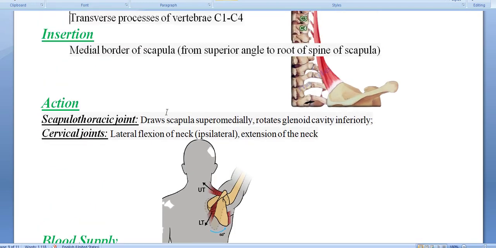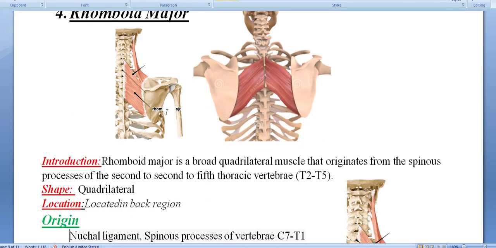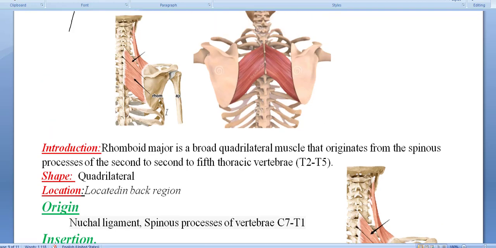So the three muscles we discussed are the trapezius muscle, the latissimus dorsi muscle and the levator scapulae muscle. In the next lectures we will discuss the rhomboid major and rhomboid minor. That will be enough for the back muscles.